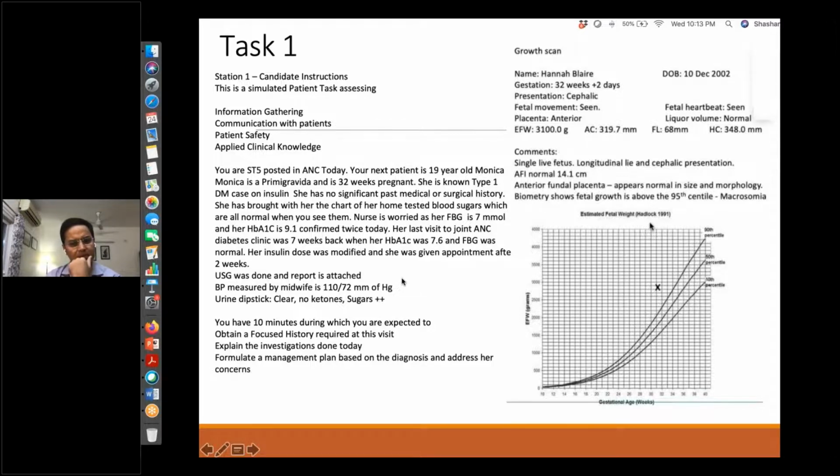95th percentile. If 100 babies are there, and 95 babies are at a lower weight, your baby is among the higher ones. So the baby's abdomen, I mean tummy's diameter, the head diameter, everything will be big. This shows that the baby is big. So it has some implications.